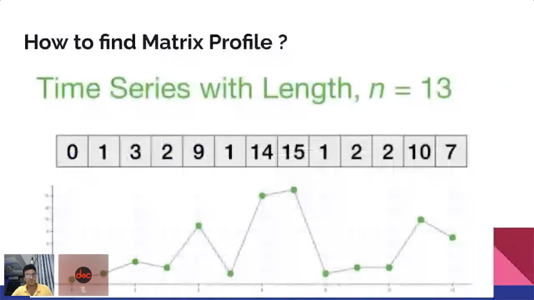Starting with this, let's say you have a time series data. This is a series of data points, and if we plot this, this is what we get: 0, 1, 3, 2, 9, and so on and so forth, right? So this is a time series data with length 13.